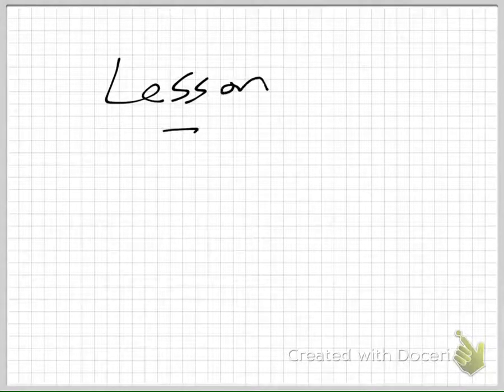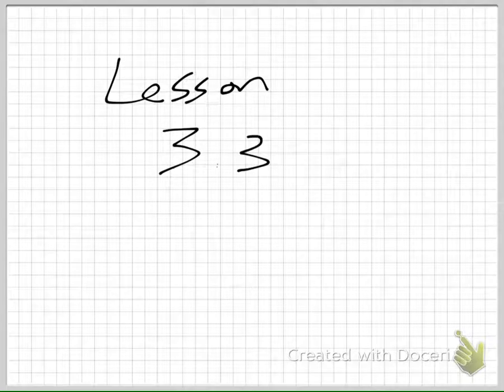This is Algebra lesson 3.3, and it's titled Rate of Change and Slope.